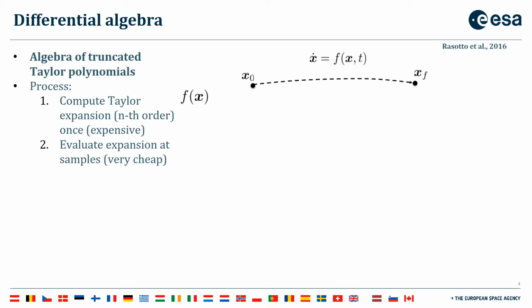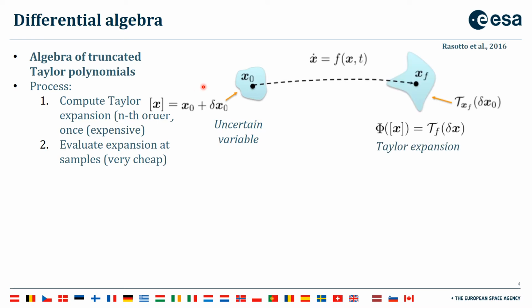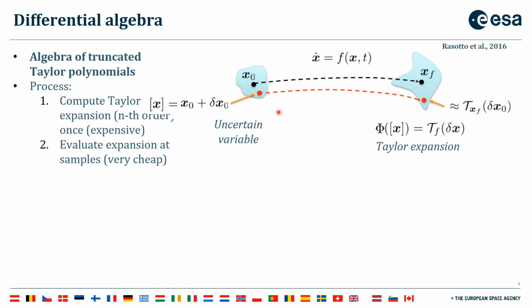A differential algebra is an algebra of truncated Taylor polynomials. In short, having a dynamic equation propagating the initial state to the final state in a system, you can define the initial state as a so-called G-dual variable, an uncertain variable that you want to study. Then you expand the dynamic function to a Taylor polynomial, and you can then evaluate the G-dual variable through the Taylor polynomial instantly, essentially, so in a very cheap computational manner.